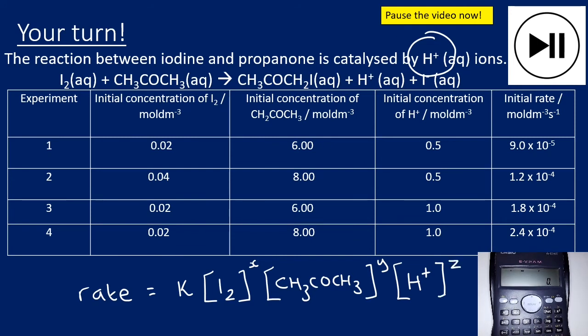So this is a slightly more complicated rate equation because we have a catalyst involved here. And as you can see from the experimental data, they're changing the concentration of H+ to see if it has an effect on the rate.